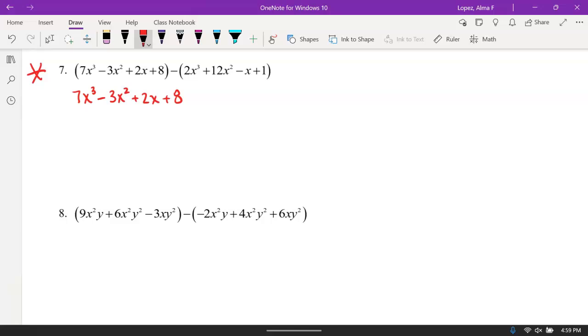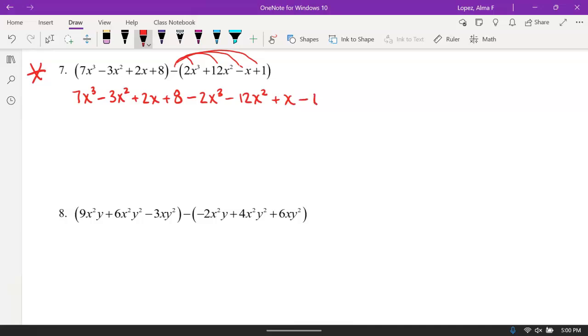And it's like having a negative 1, and you're going to distribute it onto each piece in the second parentheses, like this. Negative 1 times 2x cubed is negative 2x cubed. Negative 1 times 12x squared is going to be a negative 12x squared. A negative times a negative x is a positive x. And a negative 1 times a positive 1 is a minus 1.